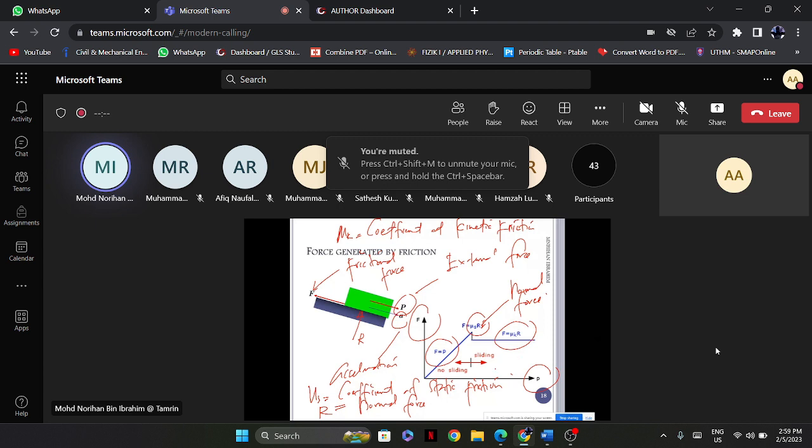So once it has started to slide or move, we need to apply the equation where the frictional force is equal to the coefficient of kinetic friction multiplied by the normal force. F is equal to mu K R for this one.